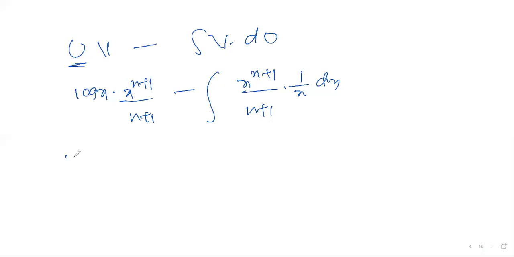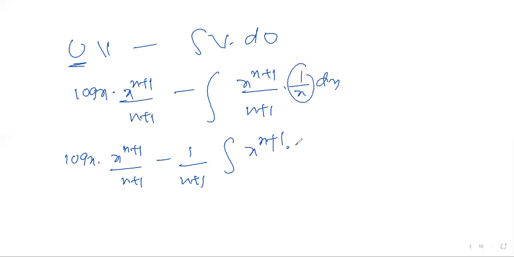Now I'll continue. Log x into x power n plus 1 by n plus 1. I don't want to do anything: 1 by n plus 1 is a constant, I'll take it outside. Till here, x power n plus 1 is on top, and 1 by x goes on top as x power minus 1. These cancel. Am I clear? Yes, sir.